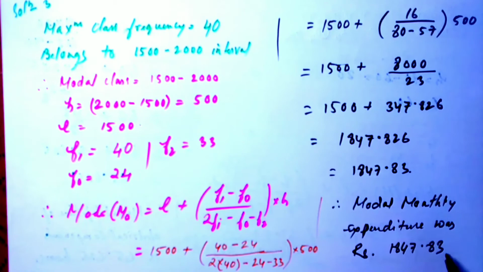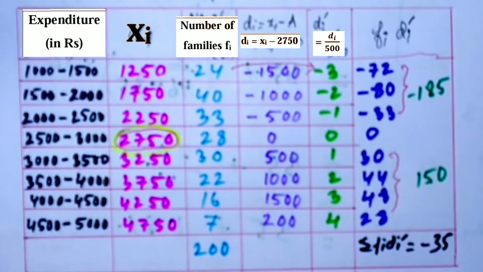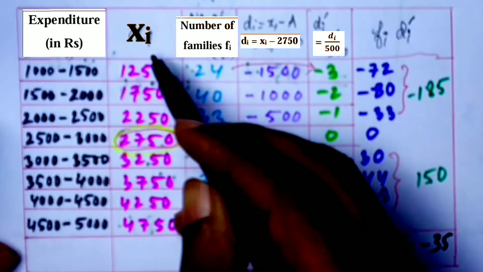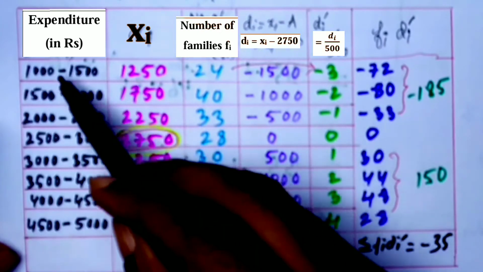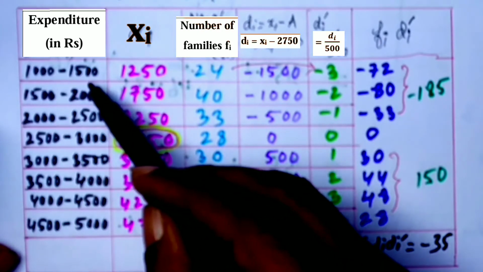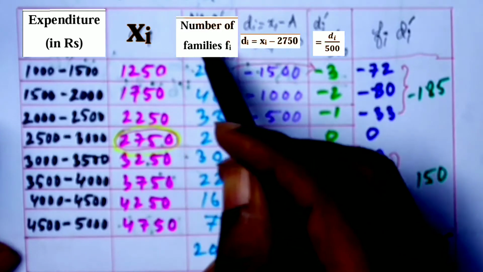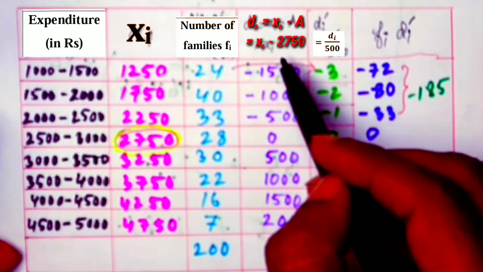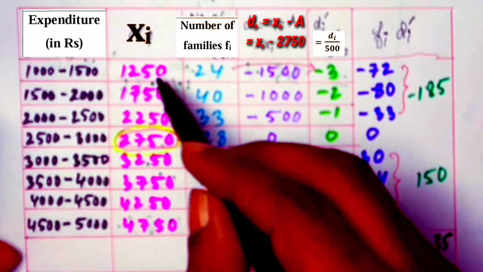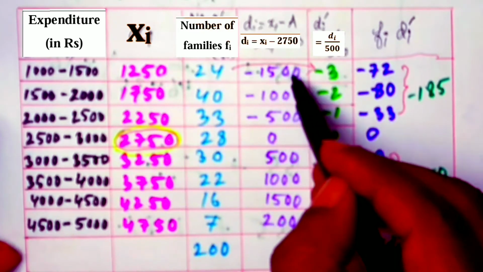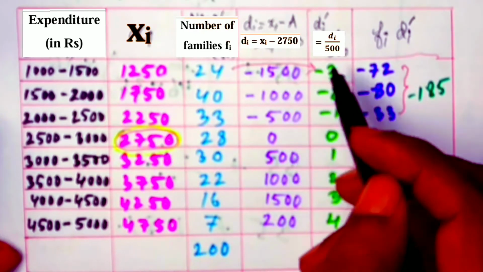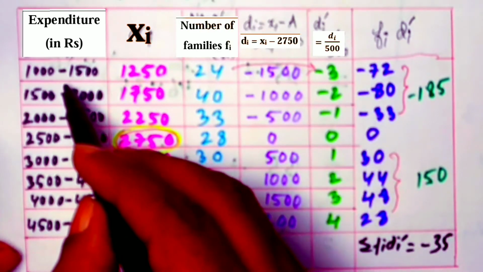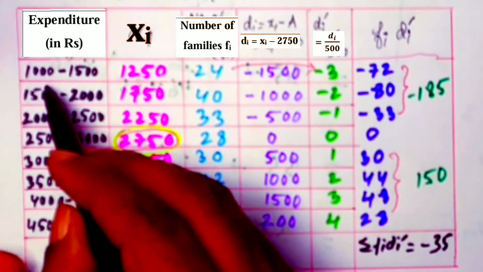This is our mode. So we make a table and find out the class marks. We add them and divide by 2. 1000 plus 1500 is 2500 divided by 2. Likewise we find the others. Number of families are given in the question. Then we get xi minus a, which is xi minus 2750. So 1250 minus 2750 is minus 1500. Likewise we got the others and we divided by 500, where h is given by 1500 minus 1000, which is 500.